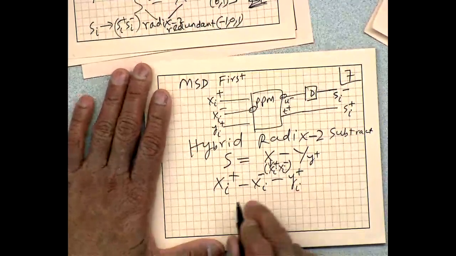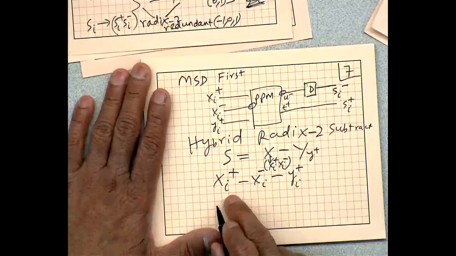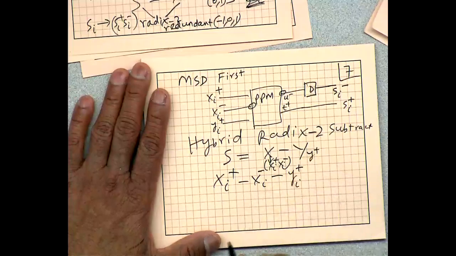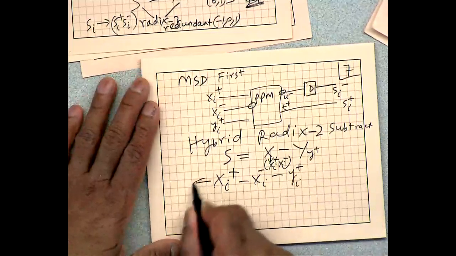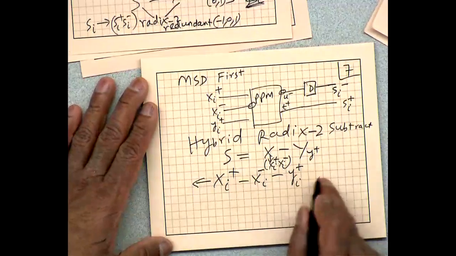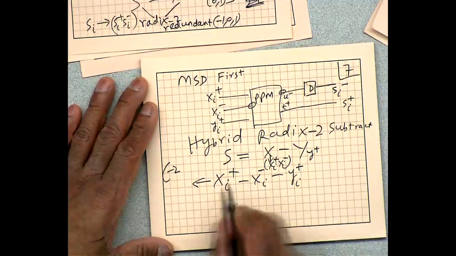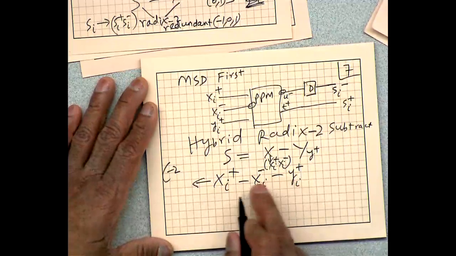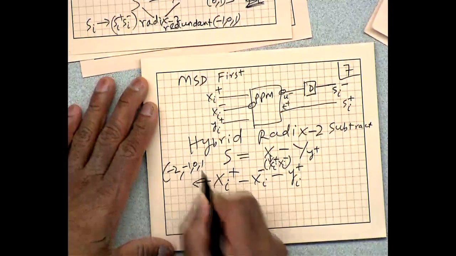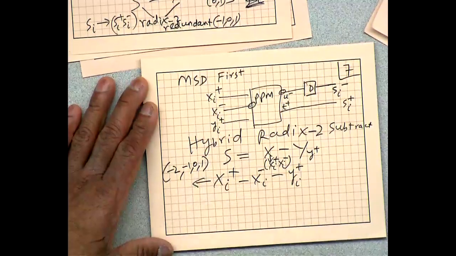The arithmetic value of what I am computing is given by xi plus minus xi minus minus yi plus. I'm subtracting this. Now what is the range of this quantity? The minimum value will be minus 2. If this is 0, this is 1 and 1, minus 2. The maximum value will be plus 1. If this is 1, negative bits are 0, that will be plus 1.